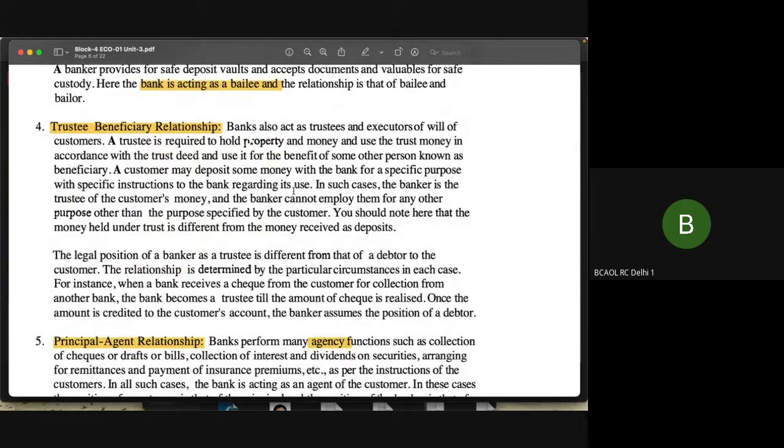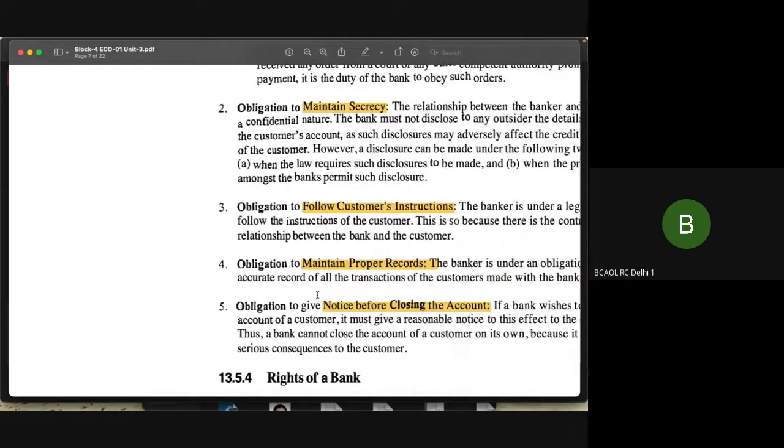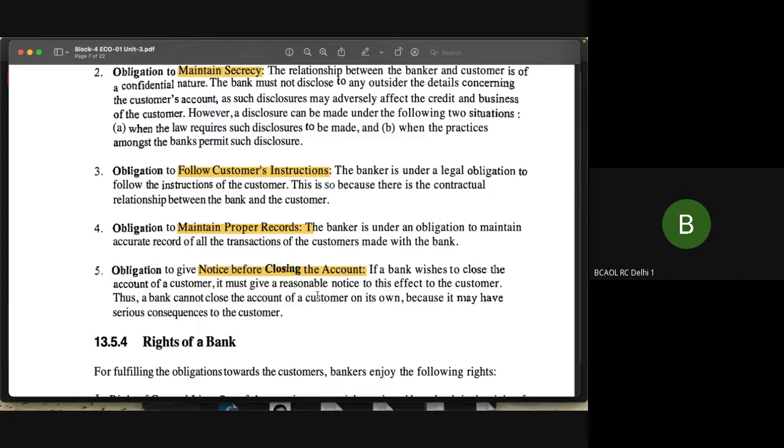This is enough. Trustee-beneficiary relationship: of course, you trust the bank and the bank has to do whatever you have asked for your benefit. Principal-agent relationship, I have already explained. Principal is the person who gives orders to the agent, and whatever the agent is doing is on the principal's behalf. So agency functions are like collection of rent, checks, interest, dividend, etc., which the bank does on your behalf. Duties of a bank: obligation to honor checks, of course, checks should not bounce. Maintain secrecy, as I was telling, the bank will not go on giving your credit information to anyone. Only if you ask, this information will be given. Otherwise, it will not be given.